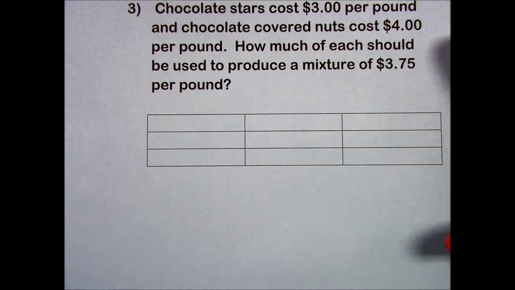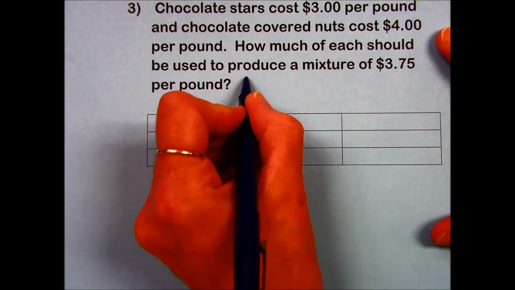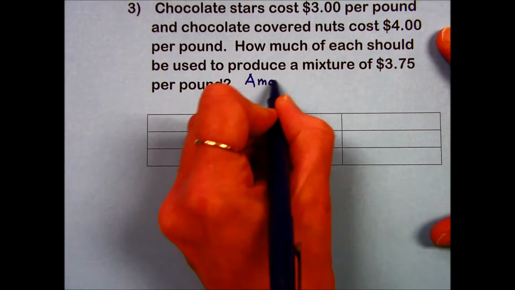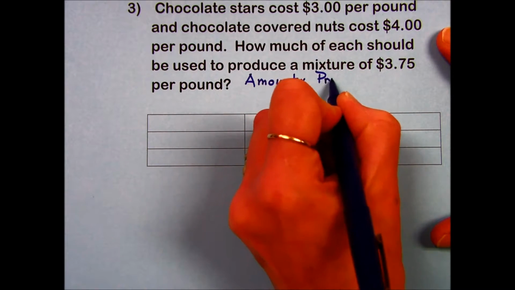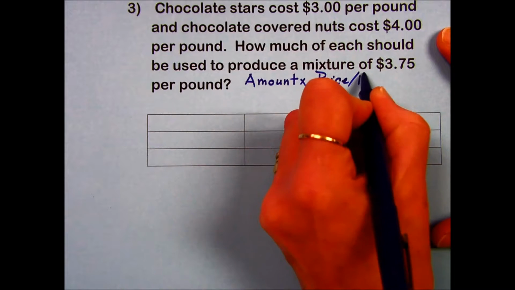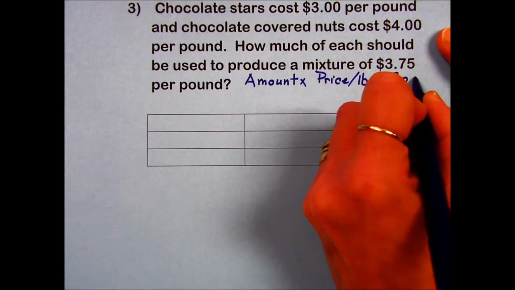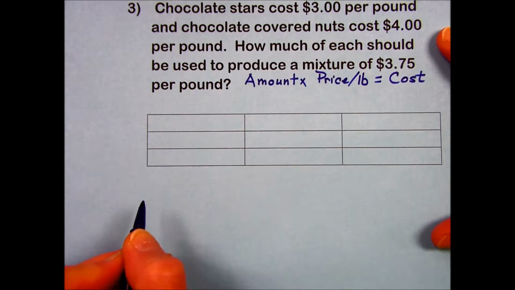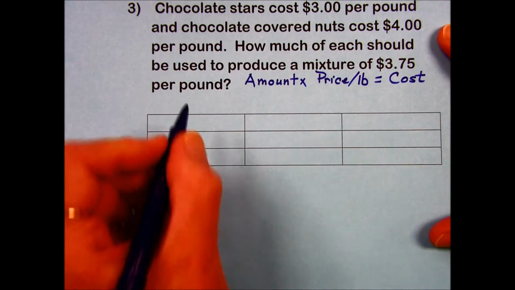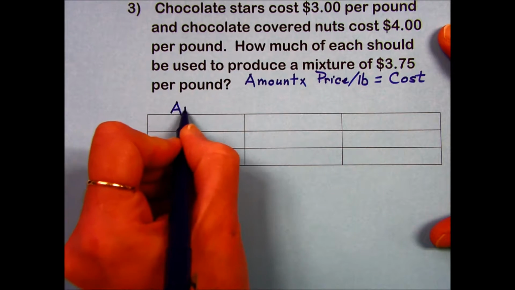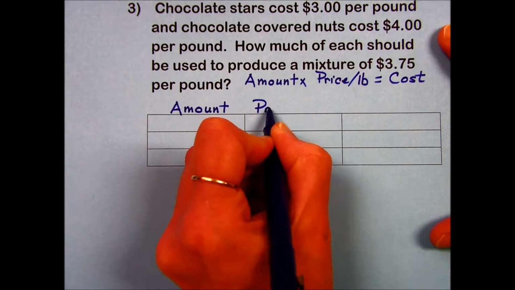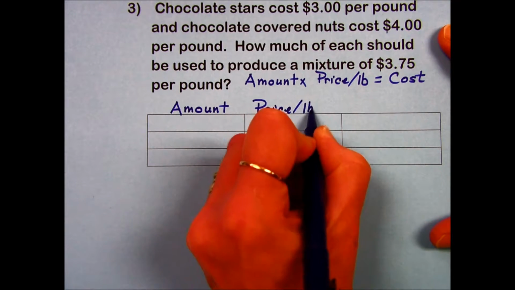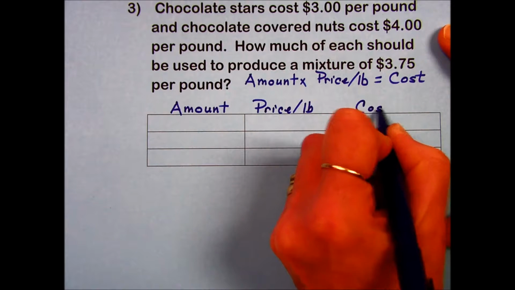This is a mixture problem involving weight, where the equation we're going to use is the amount of the item times the price per, in this case, pound, is going to produce the cost. To help organize this information, I've got a table set up here where in the first column I'm going to put the amount, second column the price per pound, and the resulting cost when we multiply those.